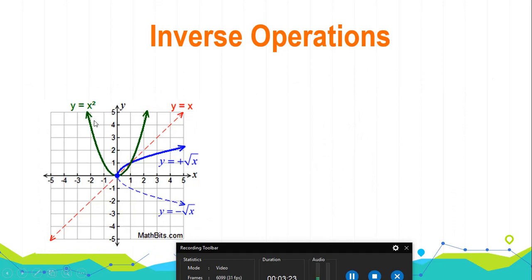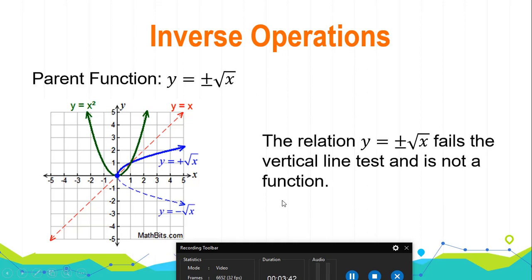So you can see in my picture, the green is our parent function for a quadratic equation. The blue is the parent function for the inverse. You can see there's a positive square root of x and a negative square root of x. When you examine both pieces, this will fail the vertical line test. So if you were trying to use a pencil or any vertical line anywhere along that blue function, it would hit it in 2 spots and it would fail.